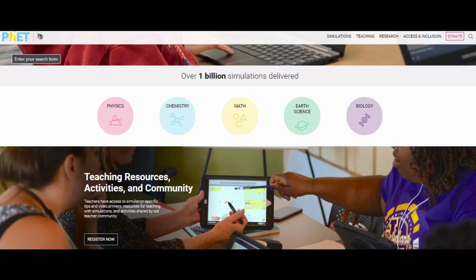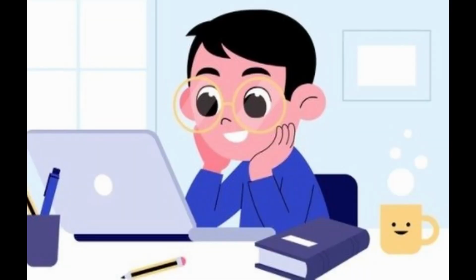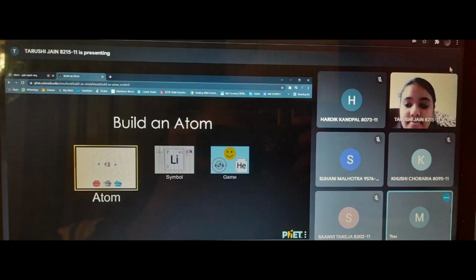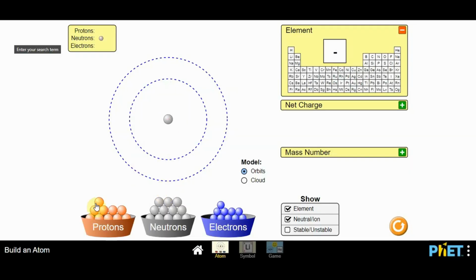There's another simulator called PhET Interactive Simulation. It also helps in engaging students through an intuitive, game-like environment where they can learn through exploration and discovery. Like this simulation is called Build an Atom. Using this, students can experiment with the number of protons, electrons, and neutrons to build atoms of different elements.